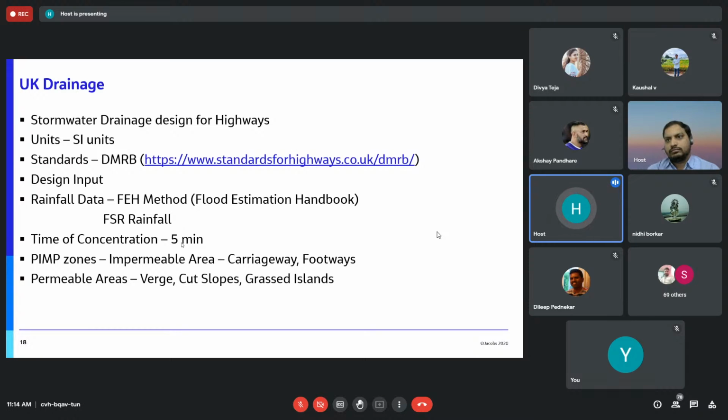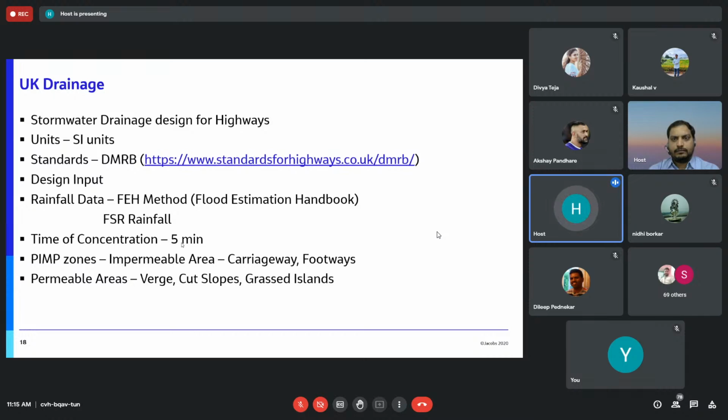When I start designing drainage for the UK region, what design inputs will I need? The first thing I need is how much rainfall is going to happen in that area. For that, we have two methods. Different regions have different rainfall. In India, for example, you have a lot of rainfall, and you can find that information in maps which have been prepared. Similarly, for the UK, we have maps in the Flood Estimation Handbook, or FEH method, which give you the average rainfall over different areas in the UK. Or we can use another method called FSR rainfall. Basically, it tells me how much rainfall is going to take place in that particular region.